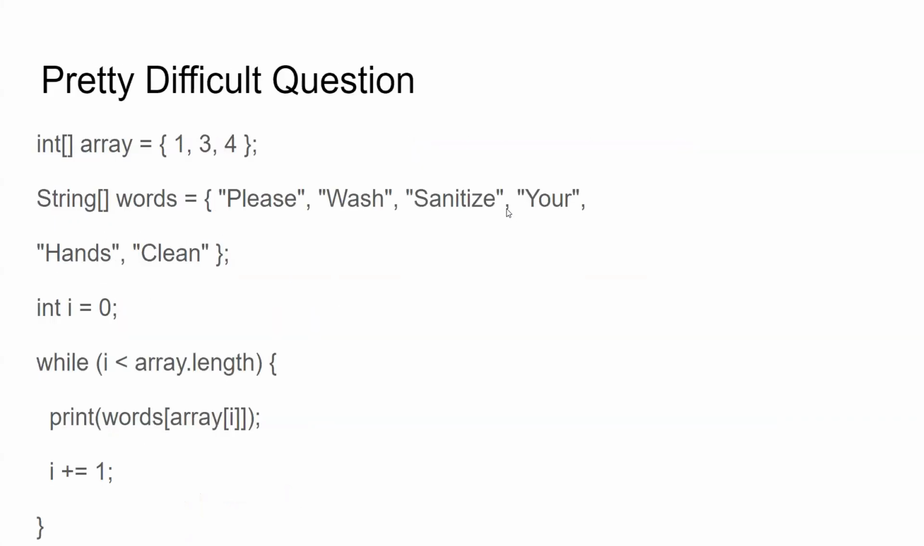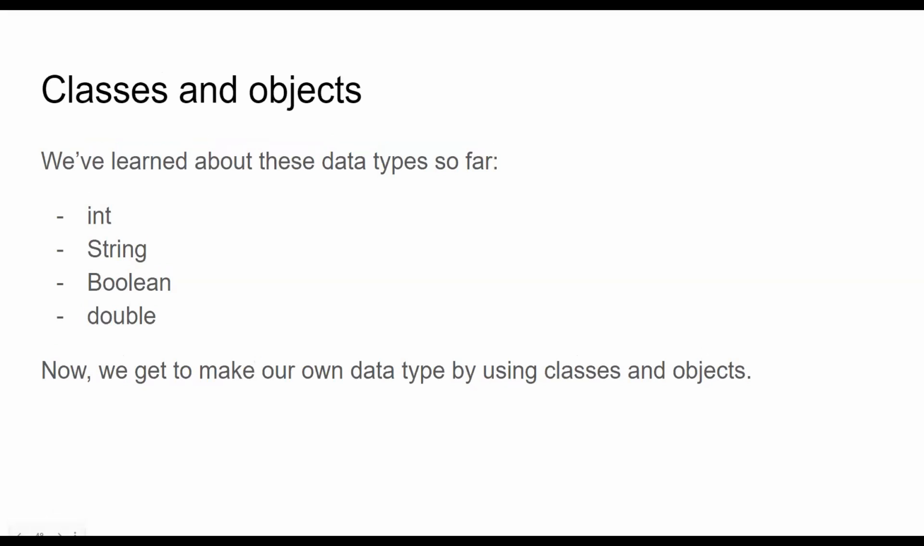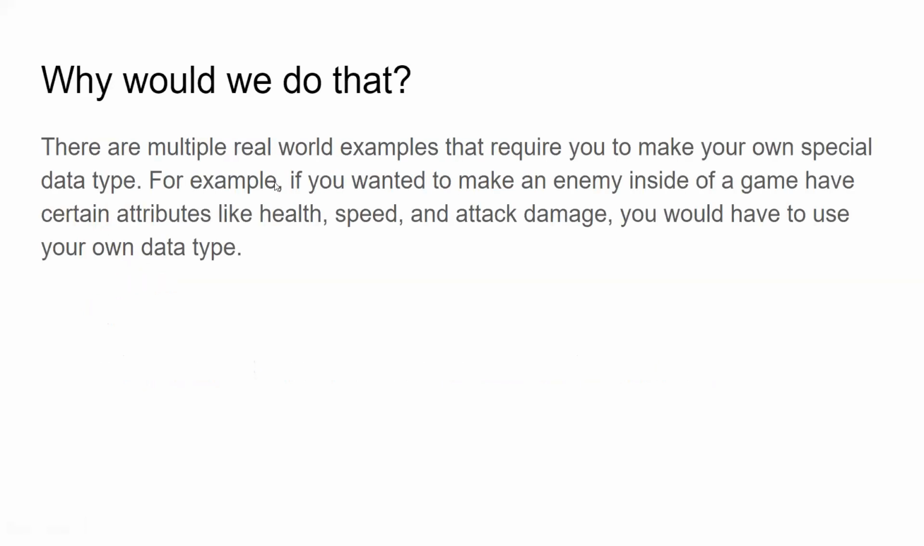Okay. So we talked about primitive data types like int, string, boolean, double. Array's not primitive, but stuff like that. But now we get to make our own data types using classes and objects, which will be tough because I don't have IntelliJ. I'm gonna try booting it up again. All right. Anyways, there's a lot of differences between primitive data types and classes.